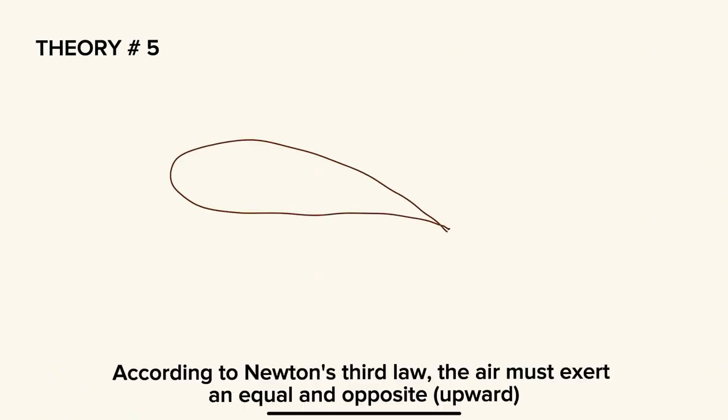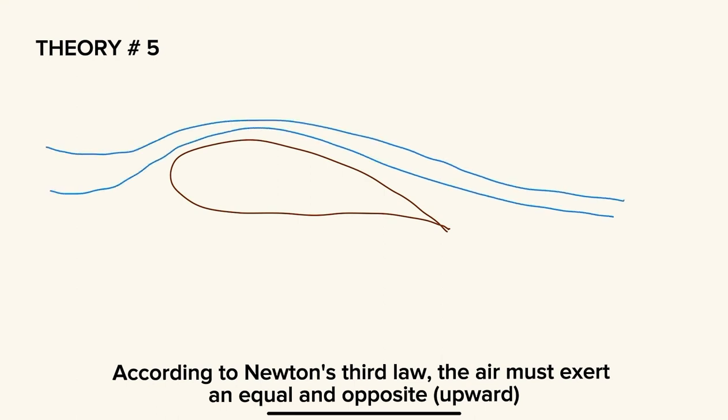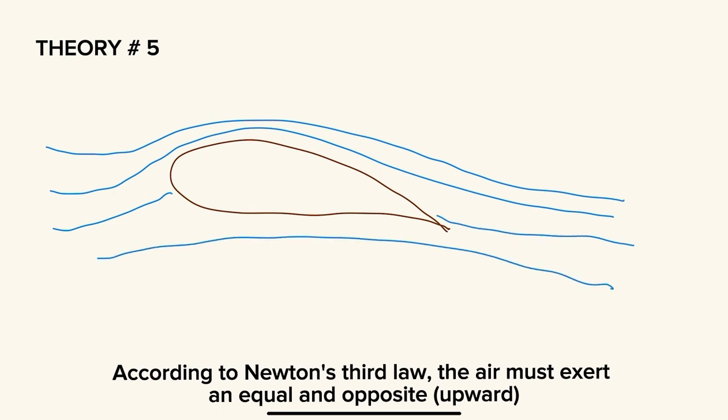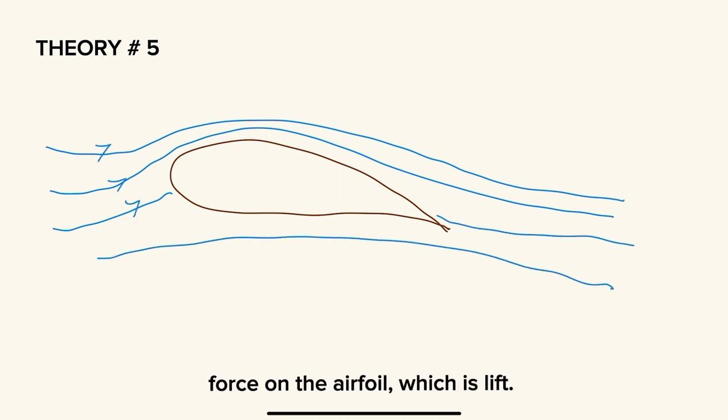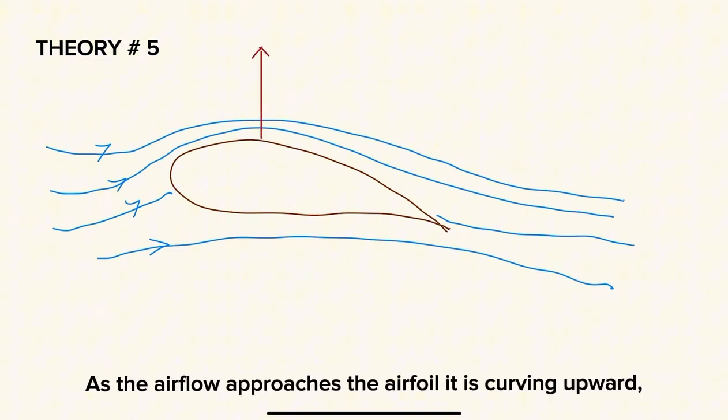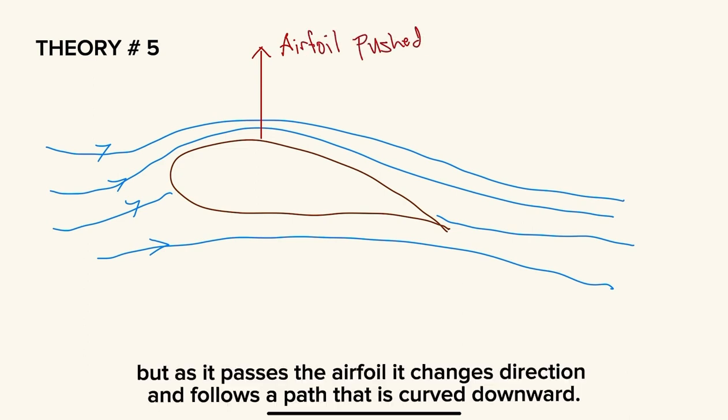Newtonian theory. According to Newton's third law, the air must exert an equal and opposite upward force on the airfoil, which is lift. As the air approaches the airfoil, it is curving upward, but as it passes the airfoil, it changes this direction and follows a path that is curved downward.